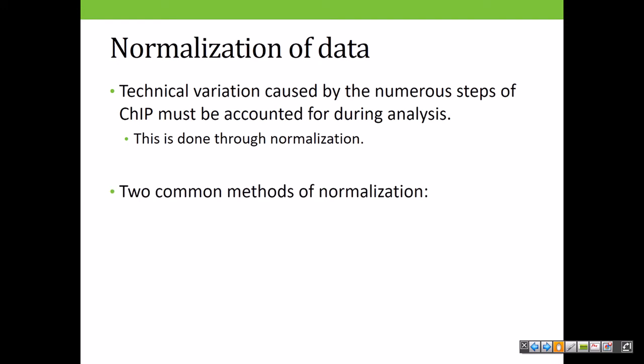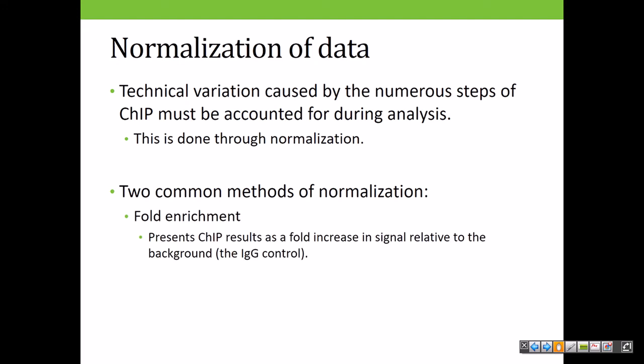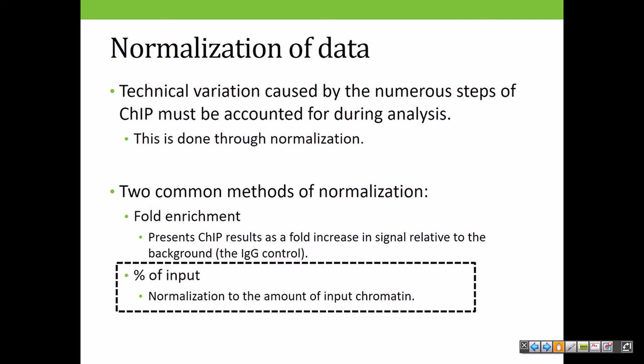There are two common methods of normalization. There are others, but these are the two that I commonly see, at least in cancer research. One is called fold enrichment, and this presents ChIP results as a fold increase in signal relative to the background, which is your IgG control. The other one, and the one that I typically favor, is percent of input, which is normalization to the amount of input chromatin. And that's another reason why you really have to have that input control.